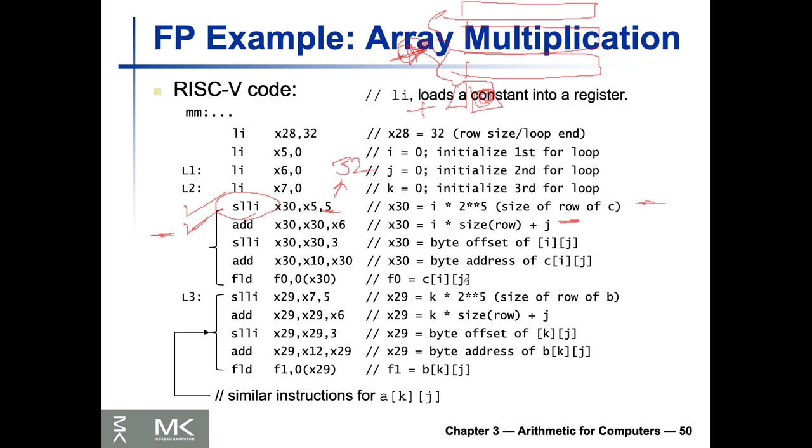Finally, we are working in a byte space, right? To turn this sum into a byte index, we multiply it by the size of the matrix element in bytes. Right? So that's why we have SLLI x30 of 3 here. That's a byte offset. All right?